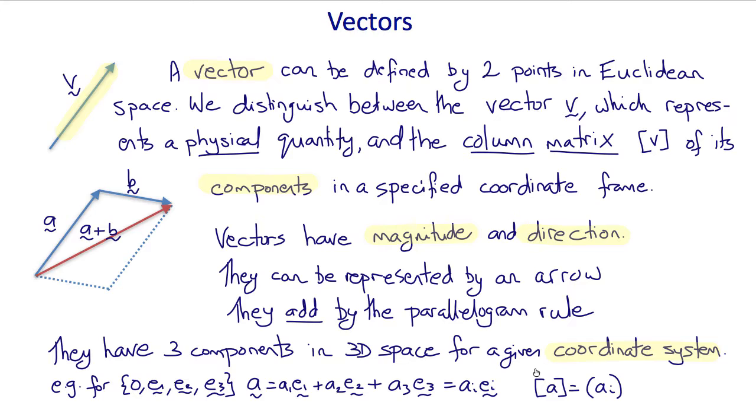Note that the matrix does not include the coordinate system, so the matrix is not the same as the vector. The vector is the components and the coordinate system. With a different coordinate system, there would be different components.